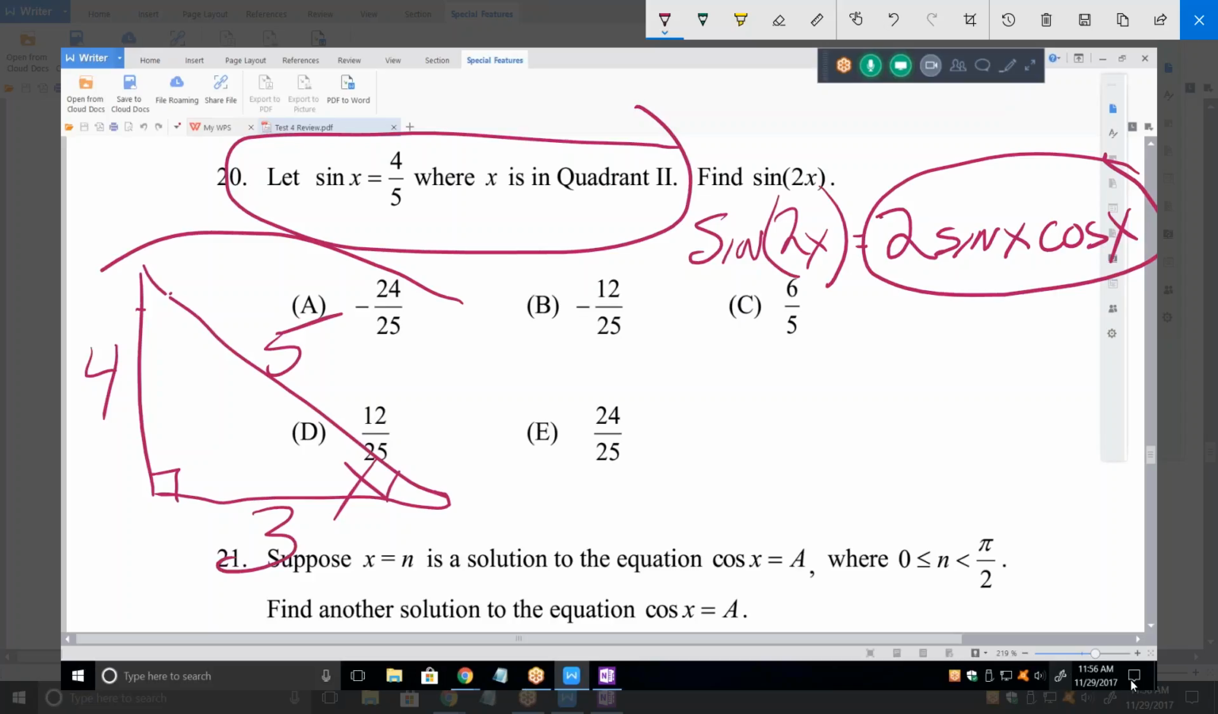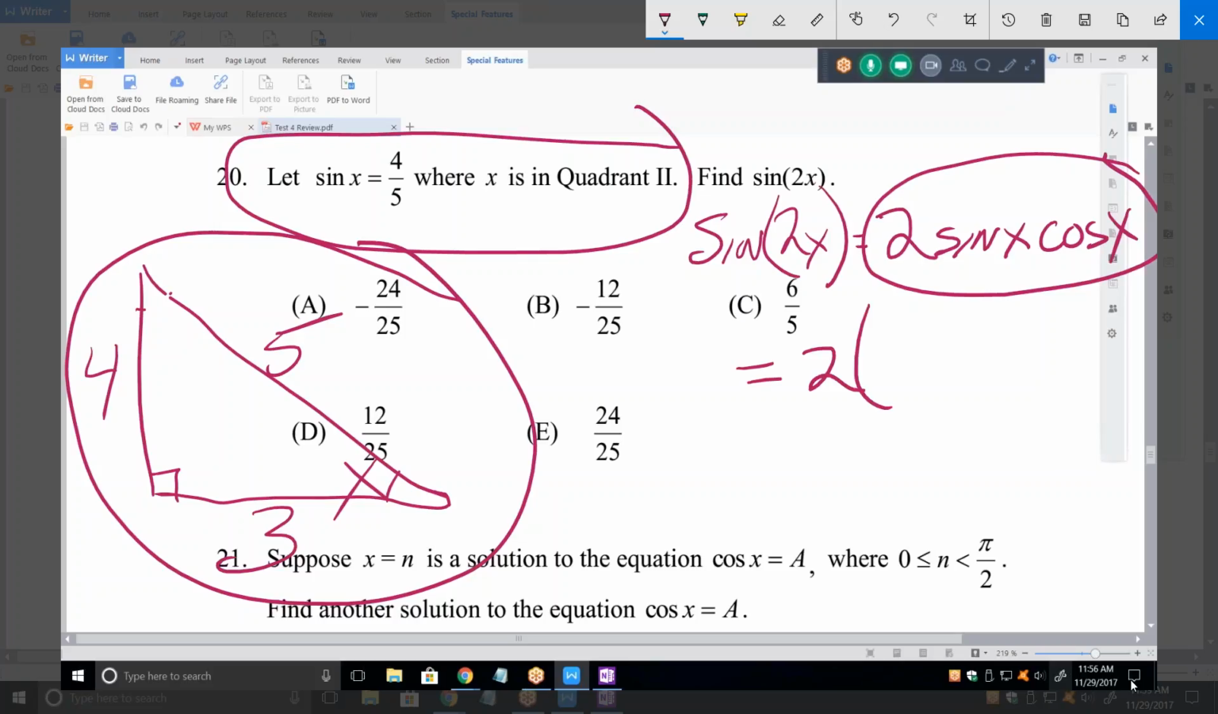I only have this triangle. So tell me what 2 sine x cosine x is. What's the sine x? 4/5. What's cosine x? 3/5. What quadrant is it in? 2, so that'd be negative.